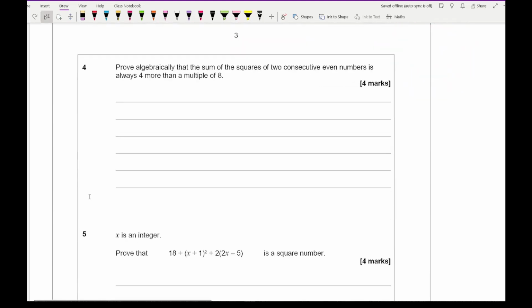Moving on to question 4, it says prove algebraically that the sum of the squares of 2 consecutive even numbers is always 4 more than a multiple of 8. So let's have a look at this one. Looking at 2 consecutive even numbers, well, one even number is going to be 2n, so the next consecutive number is going to be 2n plus 2, and I want the square of those two numbers. I also want to add them together. Well, 2n squared is 4n squared.